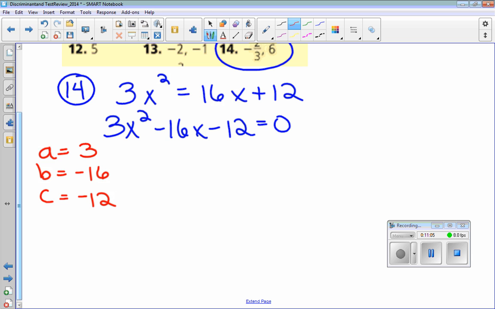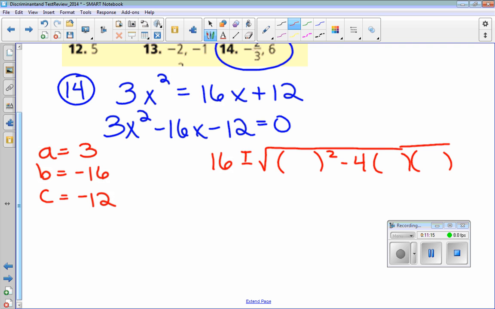It becomes a positive. So positive 16 plus or minus. You 100% must have parentheses here, because if you don't, you're not going to be squaring the negative and it will turn out incorrect. So when I do that, I'm going to plug in b squared minus 4a and then c.